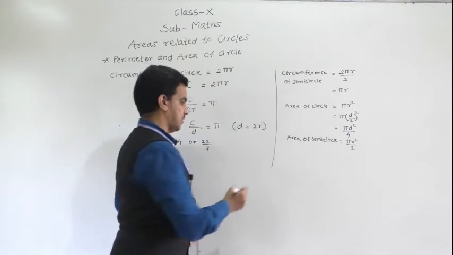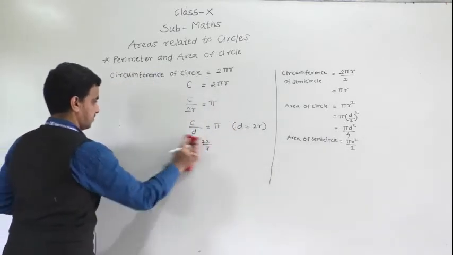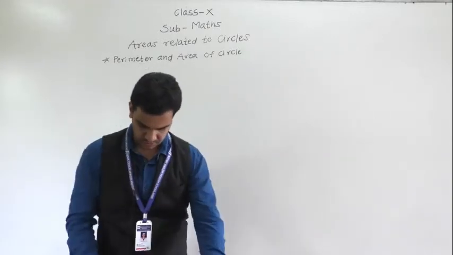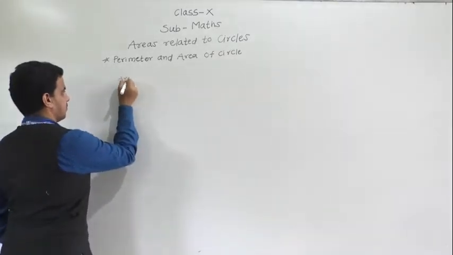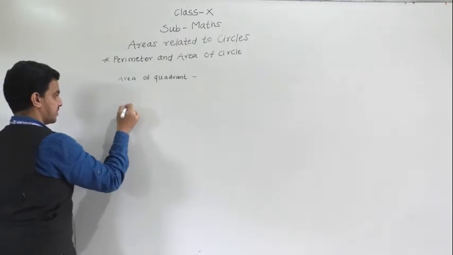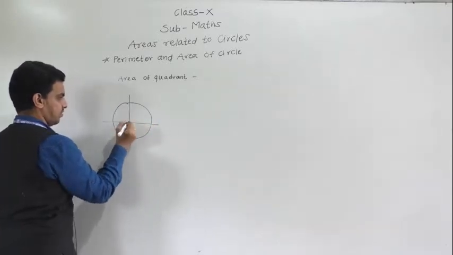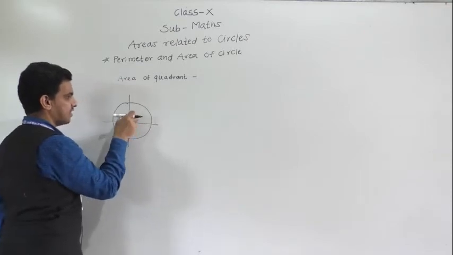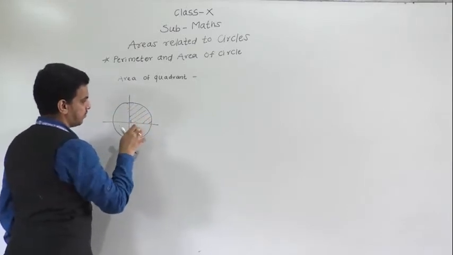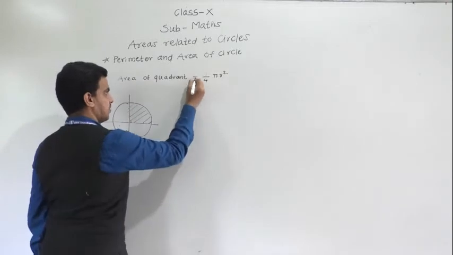One more point is the area of a quadrant. Quadrant means if a circle is divided into four parts, each part is called a quadrant. This angle is a right angle. If we have to find the area of this part, then area of circle divided by 4 gives the area of the quadrant. So the area of a quadrant is 1/4 pi r square. This is another formula.